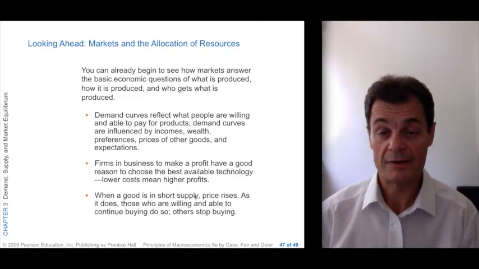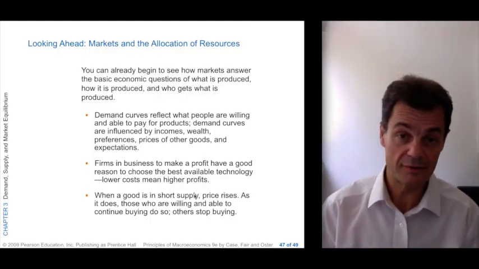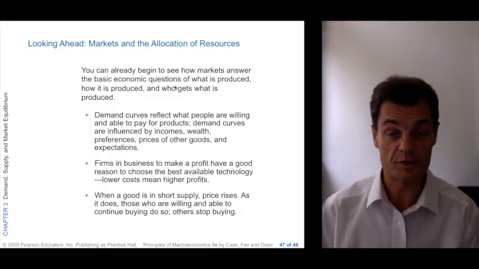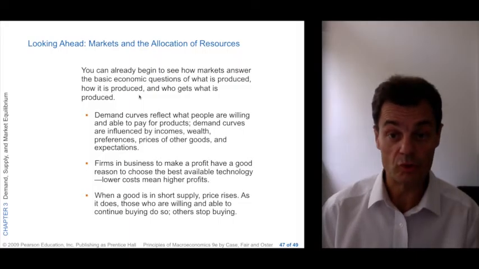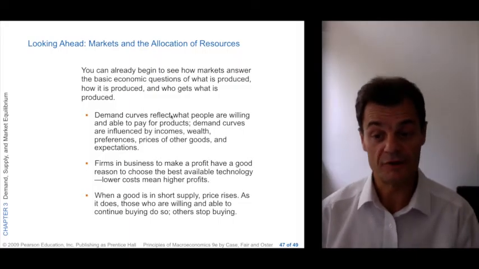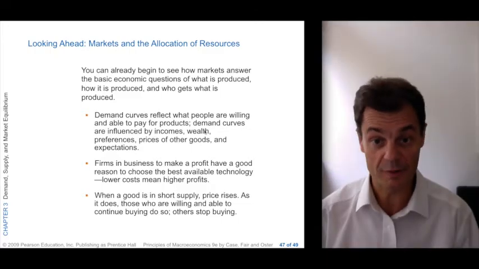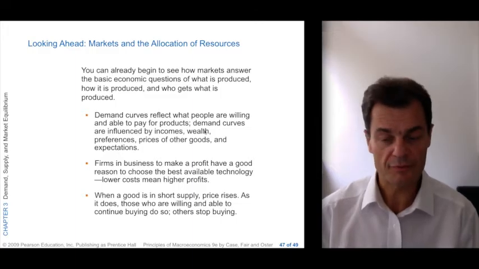And looking ahead, with these concepts of the law of demand and supply interacting, you can already see how markets answer the three basic economic questions which we asked in the first session: what is produced, how is it produced, and who gets what is produced. The demand curve reflects what people are willing and able to pay for products, what they want to buy. It is influenced by income, wealth, preferences, price of other goods, and expectations.